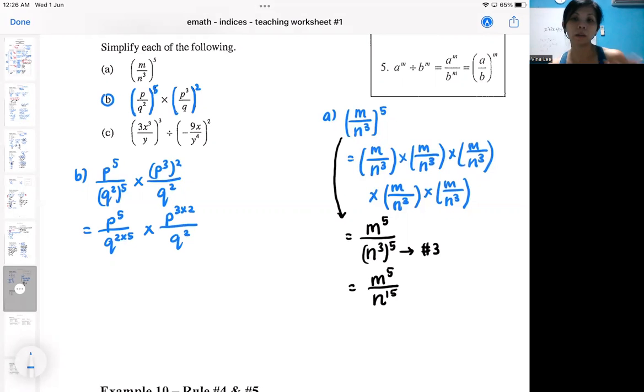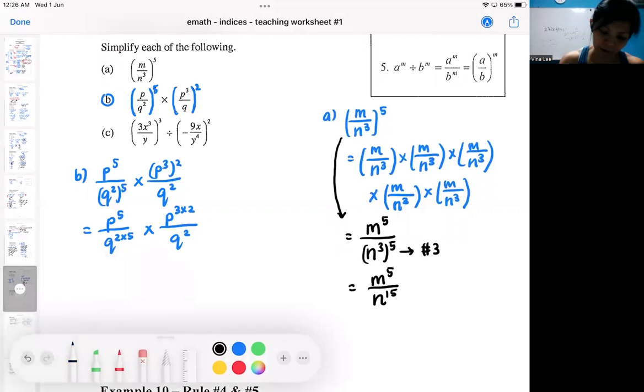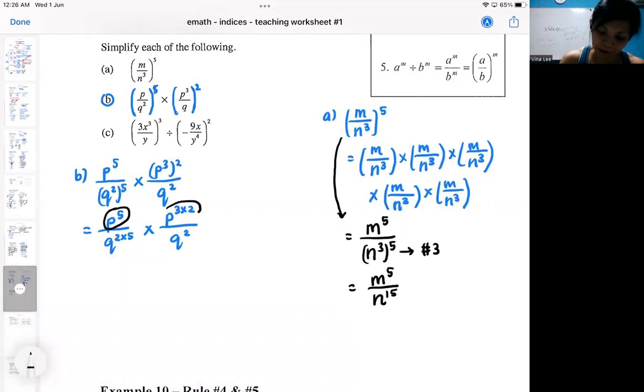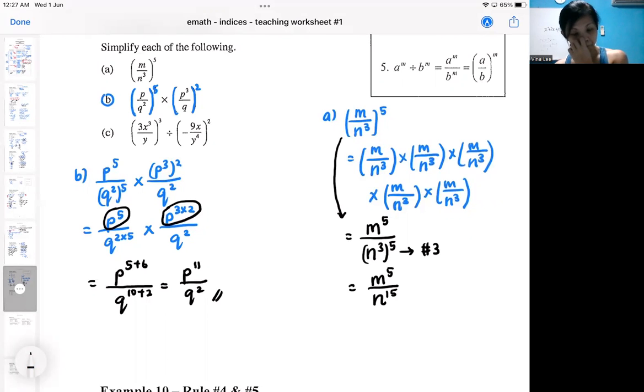And how do you handle a fraction? Numerator times numerator, denominator times denominator. So if I'm going to multiply, that looks like my same base multiplication. So the numerator is same base multiplication. The denominator is also same base multiplication. So I'm going to erase this to show part C.